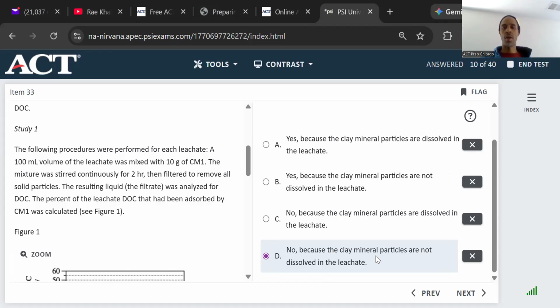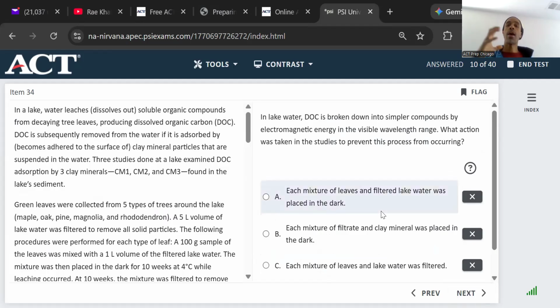So the clay mineral particles are not dissolved in leachate. It's the other way around. The leachate is dissolved in the clay mineral particles. So that's what I would say on that. And I was right. Okay. I think that's right. I'm not a science person by background, I'm a math person by background, but you don't have to be a science person necessarily to get these.